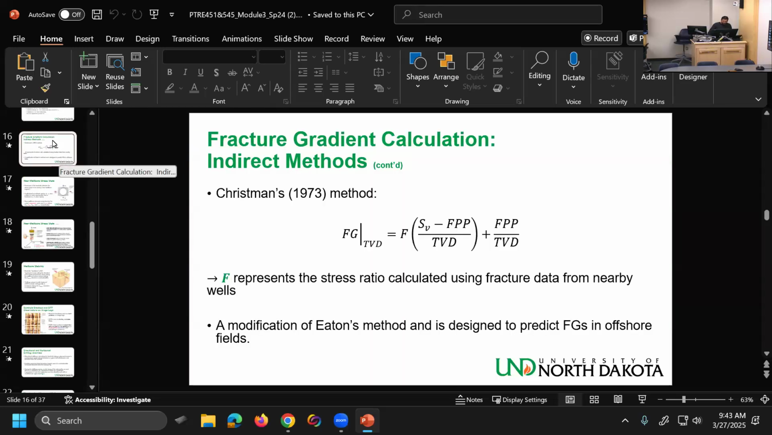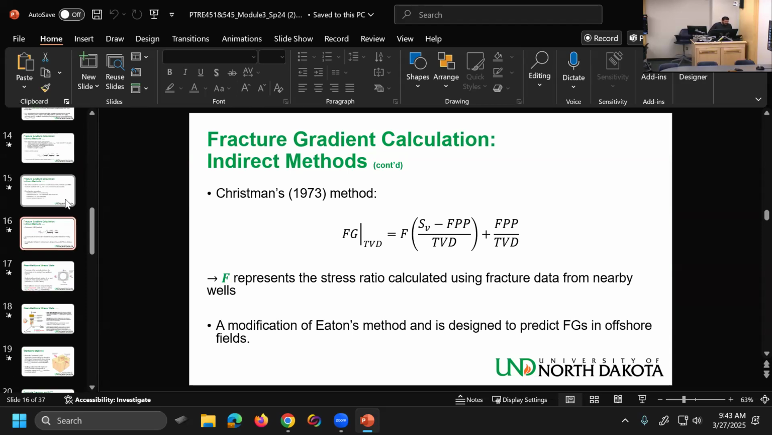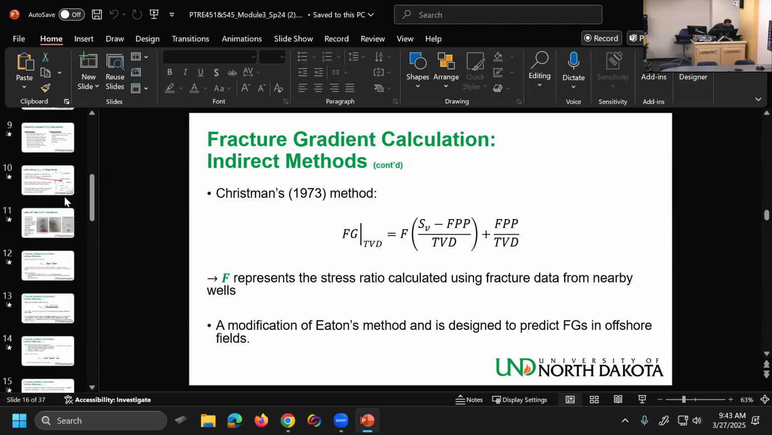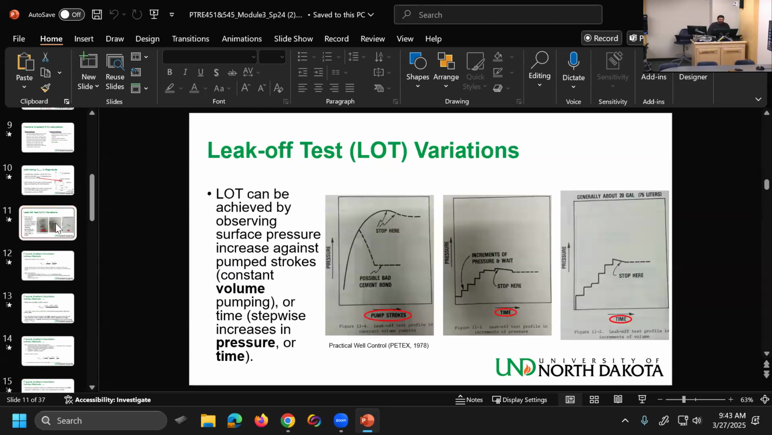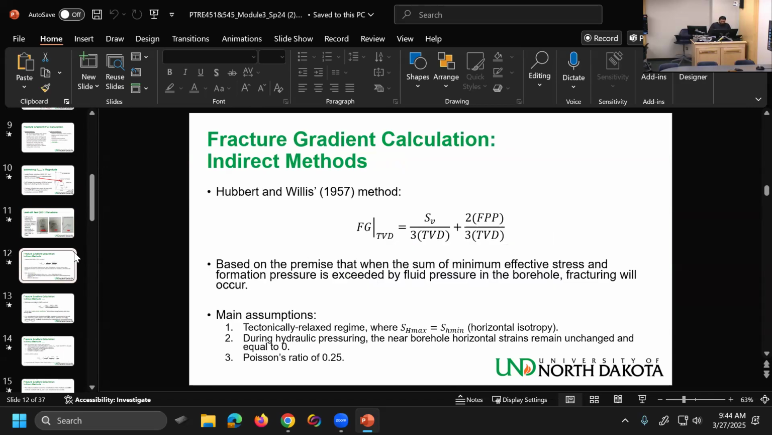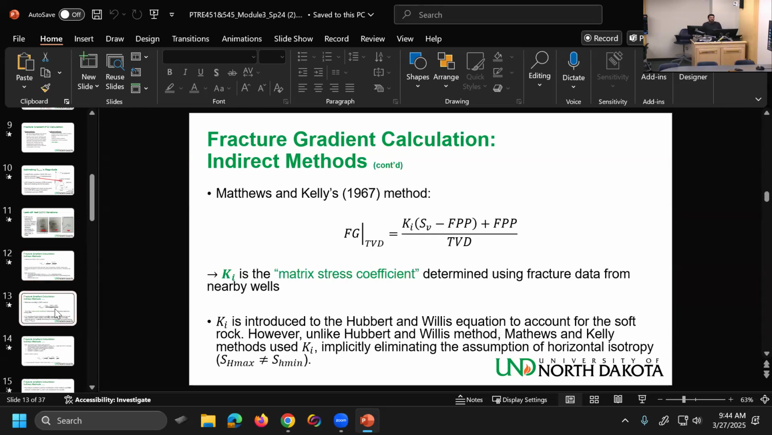And last time we talked about leak-off testing. We saw three ways we can do leak-off testing. And I know some of the slides need fixing, and I will do that too. We talked about the Hubbert and Willis method, and Matthews and Kelly.